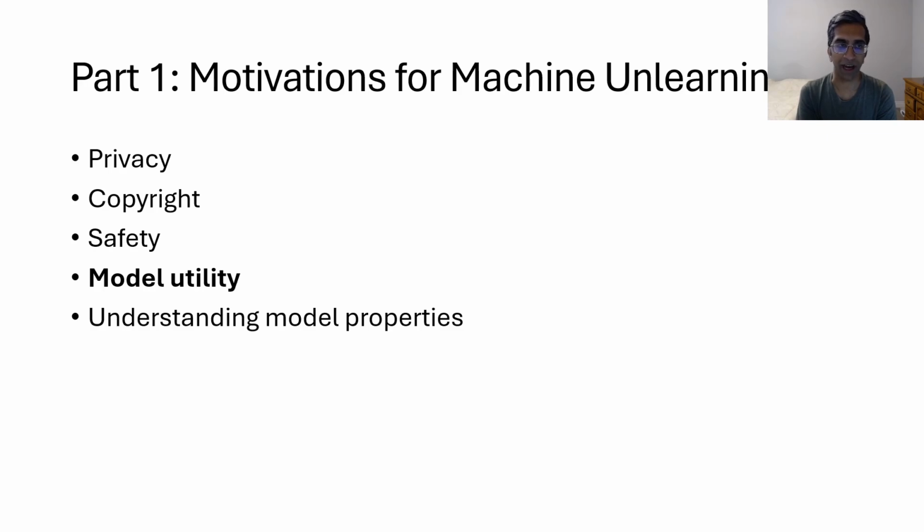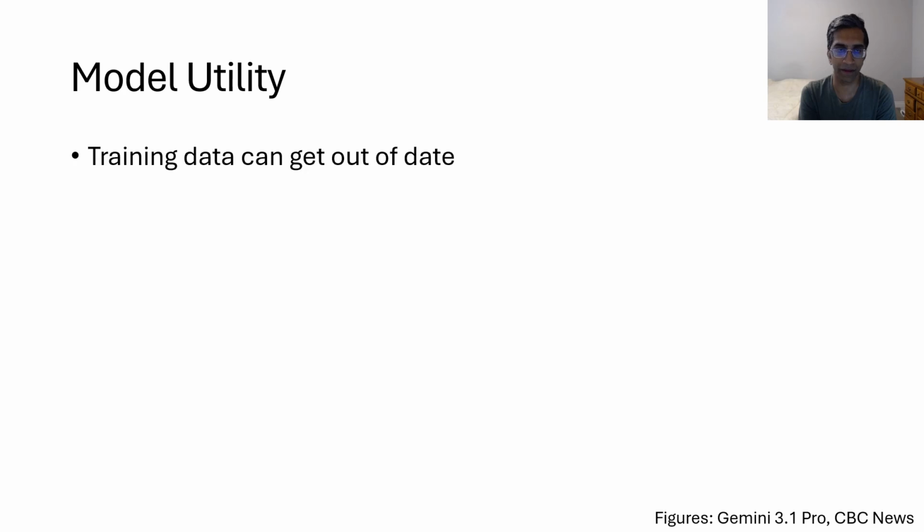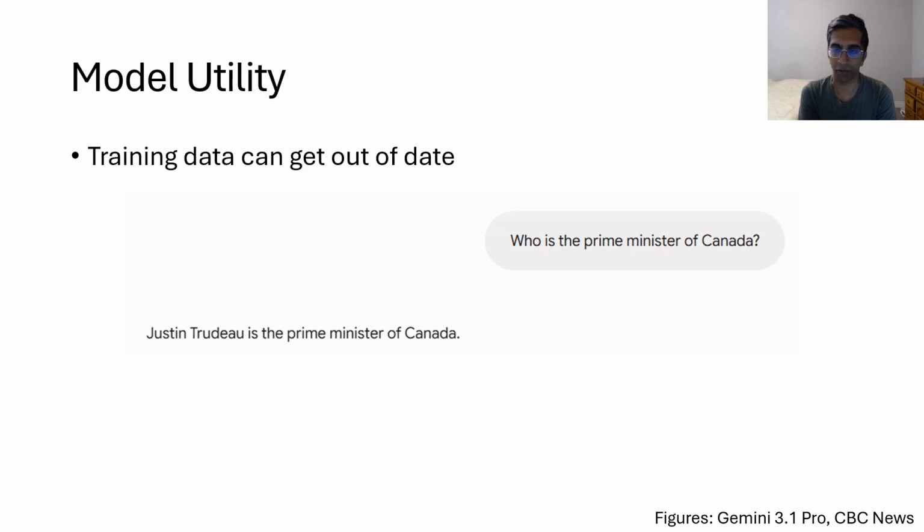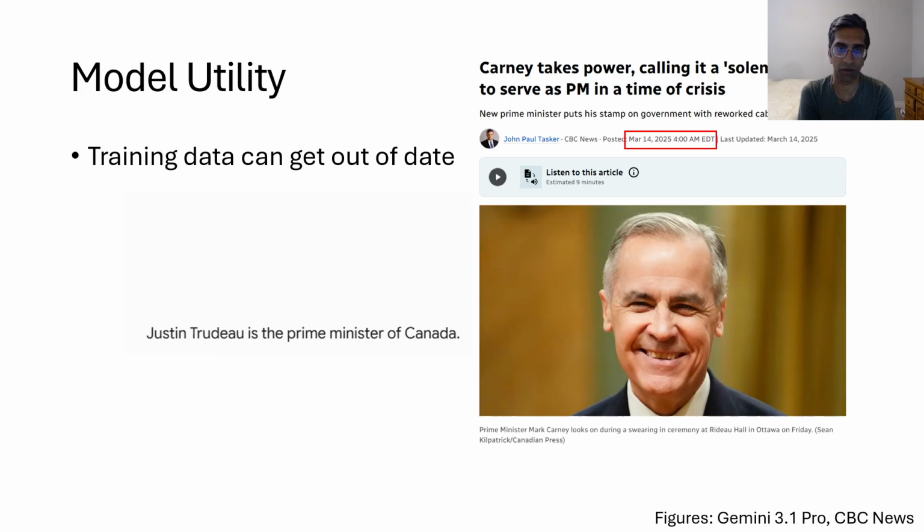Another motivation for machine unlearning is related to model utility. So this is kind of complementary to the others, and it's sort of different in motivation. As we all know, training data can get out of date. For example, at one point, Justin Trudeau was the Prime Minister of Canada, but such data has been out of date since March of 2025, when Mark Carney became Prime Minister of Canada. So this is a sort of specialized example.